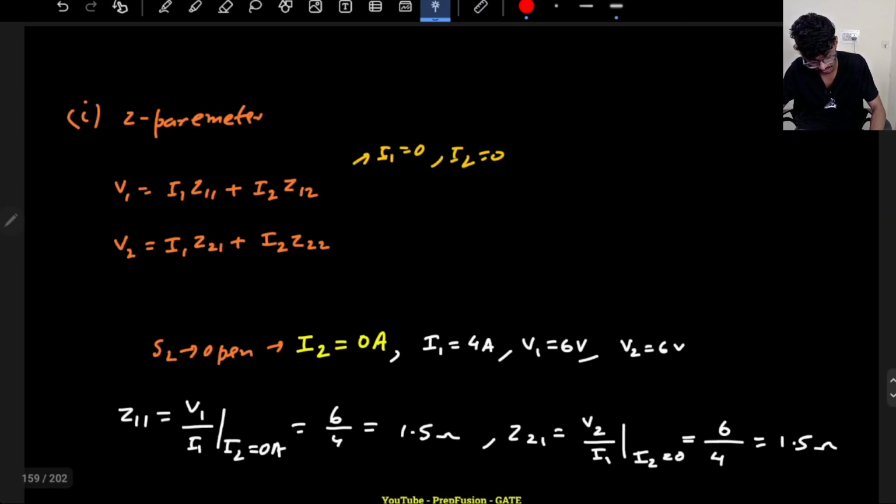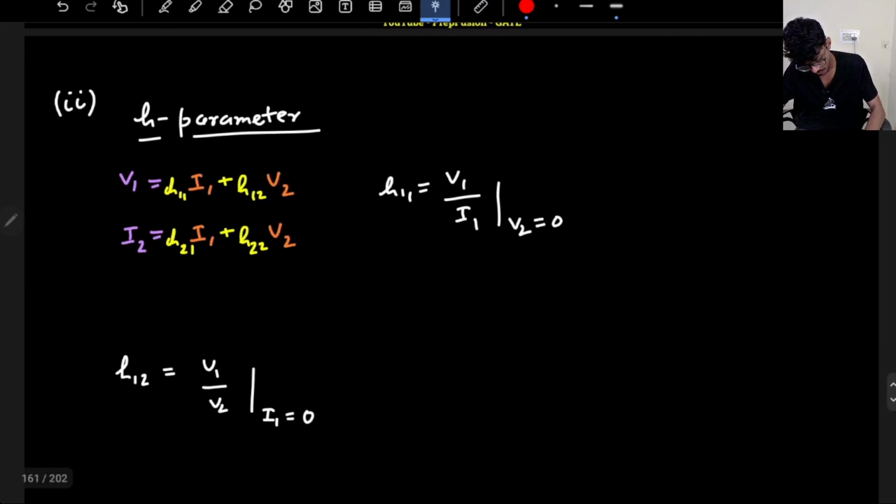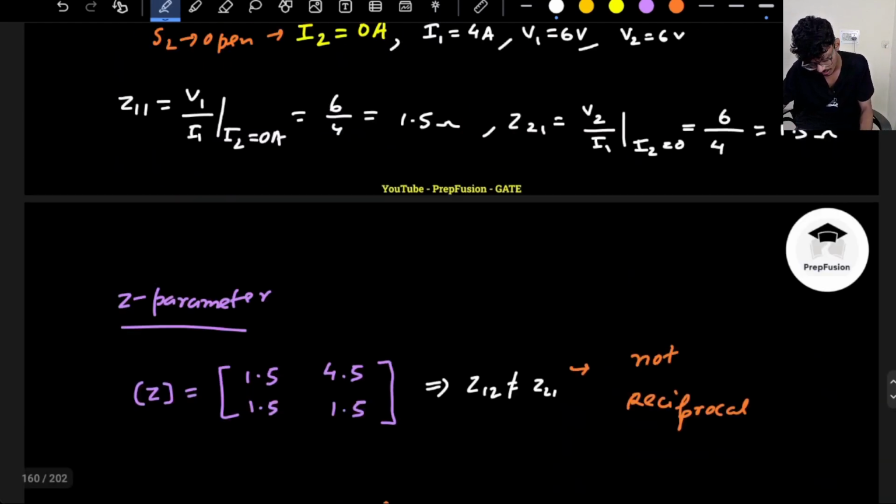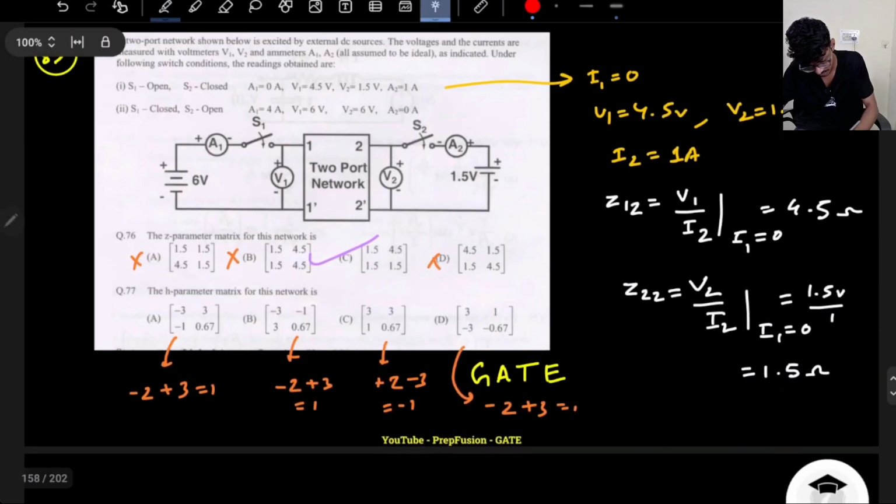V1 by V2 is 3. So this will be 3. So H12 will be 3. That is 100%, I am 100% sure about that. H12 will be 3. Okay. So wherever H12, the first row and second element, is 3, those are my options.